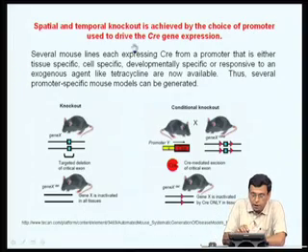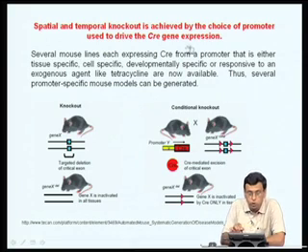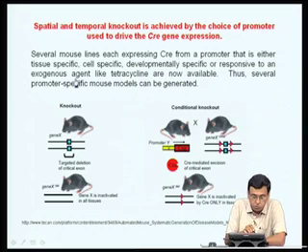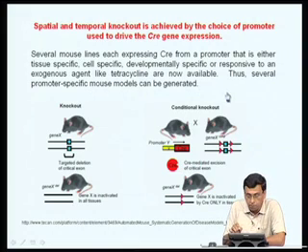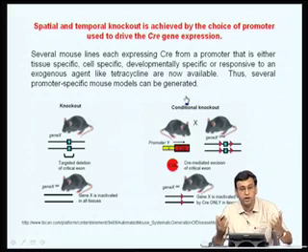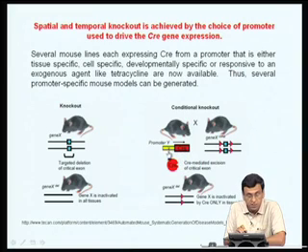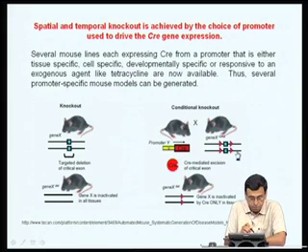So, spatial and temporal knockout is achieved by the choice of the promoter used to drive the Cre gene expression. Several mouse lines expressing Cre from a promoter that is either tissue specific, cell specific, developmentally specific or responsive to an exogenous inducer like tetracycline are now available, and thus several promoter specific mouse models can be generated. So, these are all available. For example, there is a consortium which generated conditional knockout mouse models where the Cre recombinase is expressed under a tissue specific promoter, and therefore, when you cross these mice with the mice containing the LOXP sites, the knockout takes place only in those tissues in which Cre recombinase is expressed.